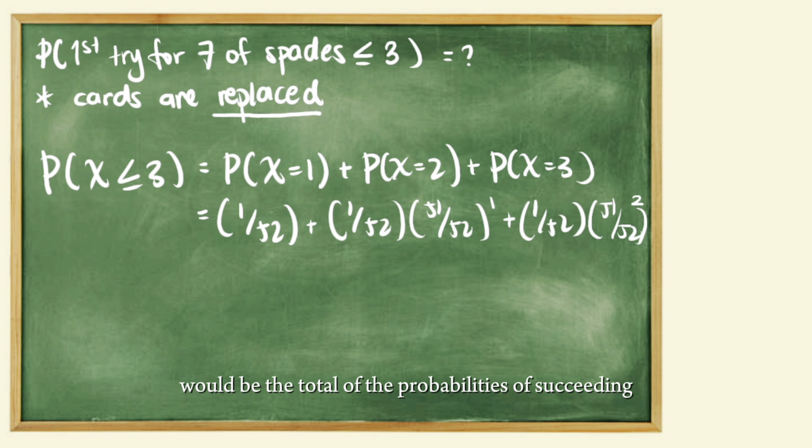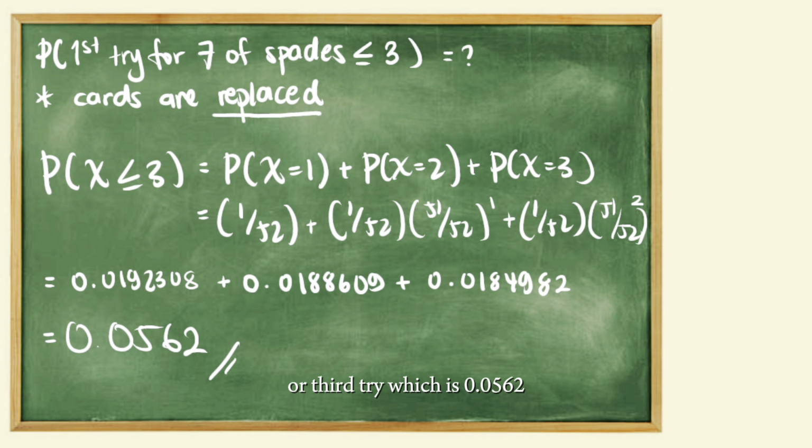In total, the probability of the person to succeed in this scary game of gambling would be the total of the probabilities of succeeding on the first try, second try, or third try, which is 0.0562. Yay! Wasn't it a very positive number? Well, going on.